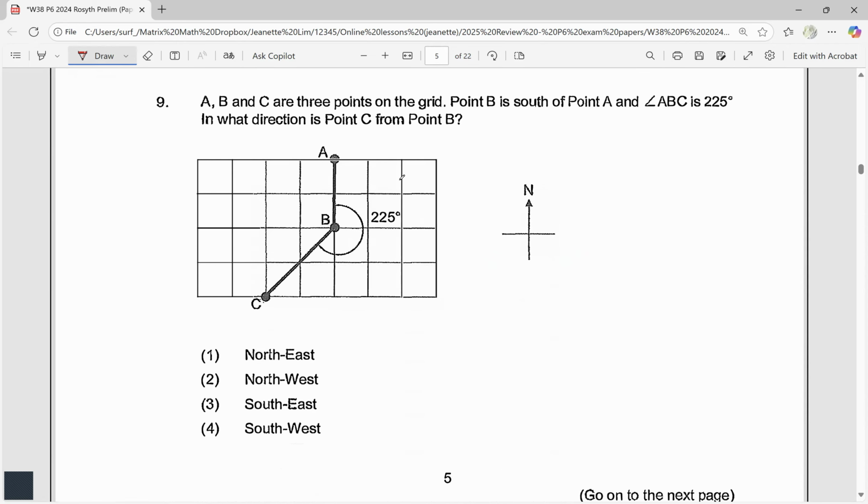Question 9. ABC are 3 points on the grid. B is south of point A. And you have this 225 degrees. In what direction is C from point B? From B means that the north is at B. What direction is this? So this is your compass. So we're looking at this direction. Okay, this is south, west, east. So between south and west, so southwest, option 4.